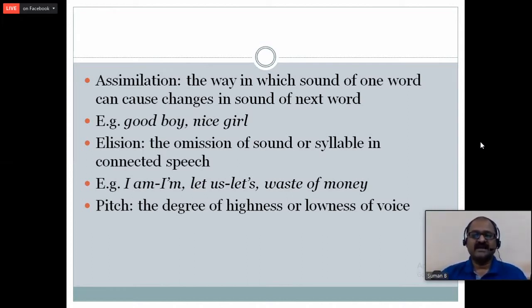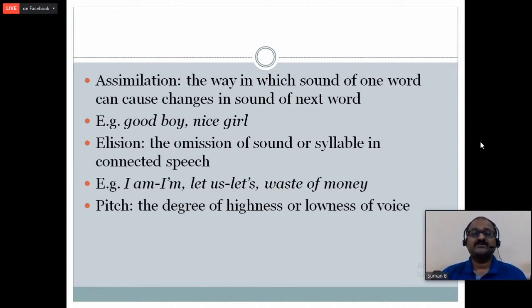"Nice girl." "Nice" ends with s and "girl" starts with g. But in connected speech, when you say it together, the s becomes z. "Nice girl, nice girl." So this is how a sound can affect the neighboring sound in the next word. This is referred to as assimilation, and it is very important when it comes to understanding native English speech.